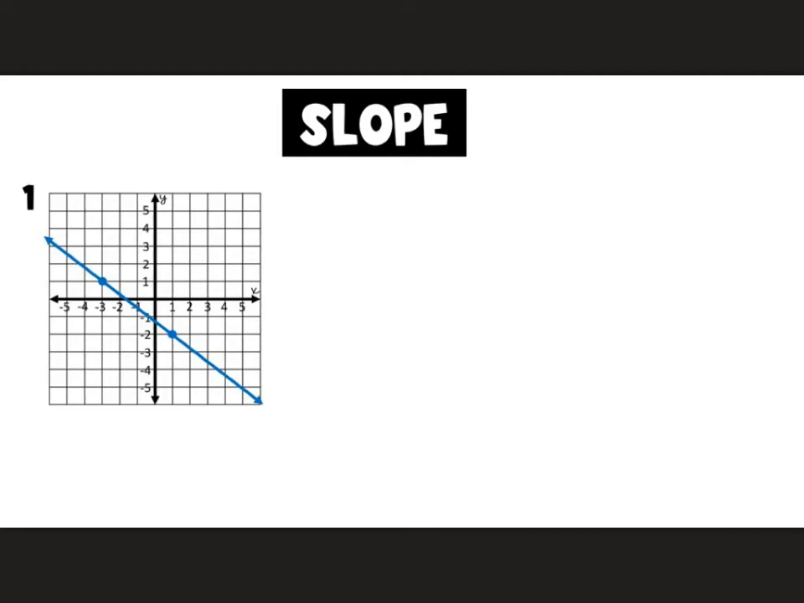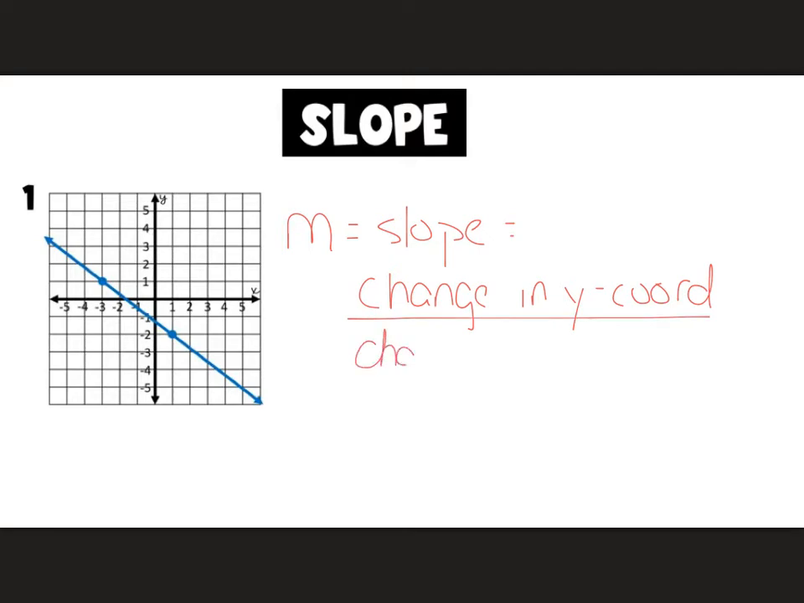Let's review slope. We'll recall that the abbreviation we use for slope is m, and the basic definition of slope is the change in a line's y-coordinates over the change in the line's x-coordinates. It's a ratio, okay? So we use delta y over delta x. Delta means change, so change in y over change in x.